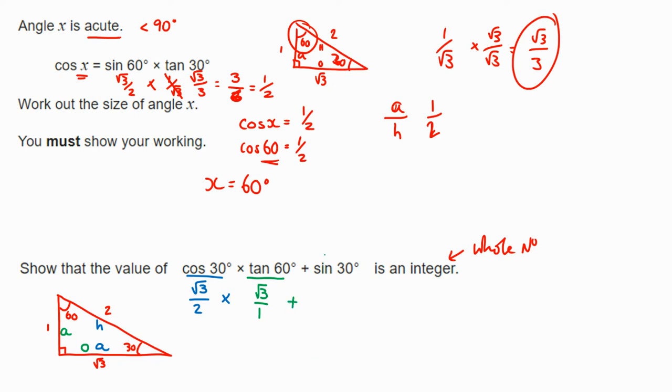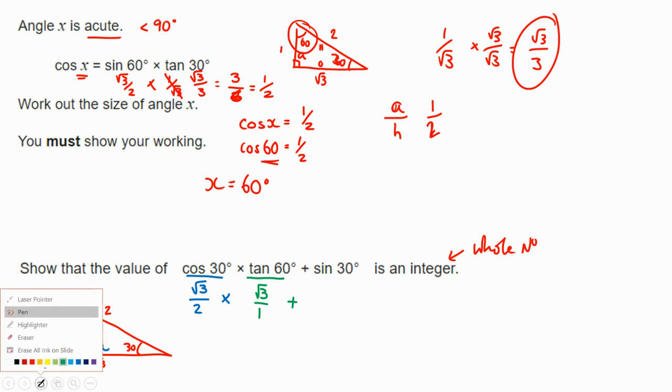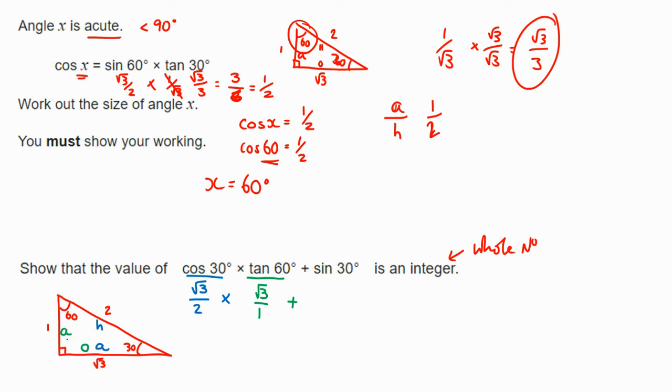And then we're going to add on sine of 30. So I'll use another colour again. So the sine for 30, I'll go back to blue. So for the 30 degree angle, we need sine, that's opposite over hypotenuse, which is a half. Again, you can have just remembered those values, but if not, you can use your triangle to find them out.